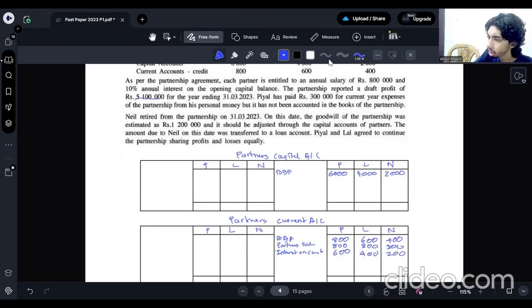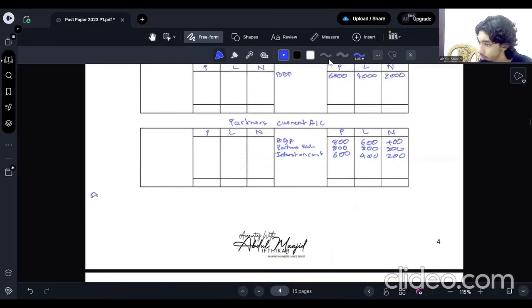The partnership recorded a draft profit of 5,100,000. They're saying drafted profit. That means this profit is wrong. We'll see why. PL has paid 300 for current year expense of the partnership from his personal money, but it has not been recorded in the account. An expense of 300 of the business was paid by PL using his personal money. Now, that is an expense of the business, right? That should be deducted from the profit.